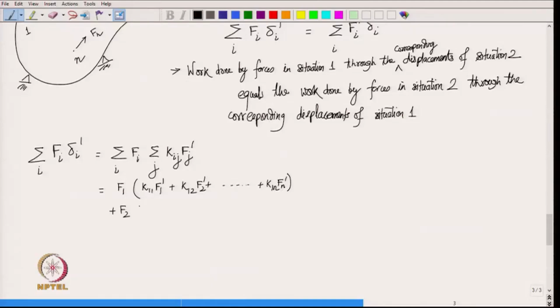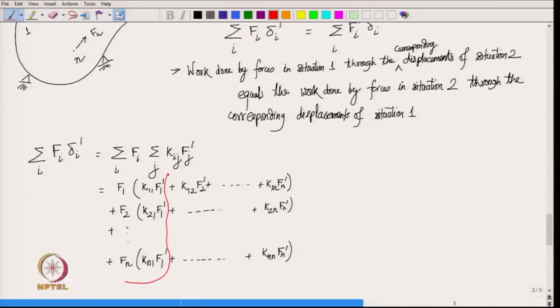plus f_2 into k_21 f_1 prime plus dot dot dot up to k_2n f_n prime. So, we keep on going up to f_n into k_n1 f_1 prime plus dot dot dot up to k_nn f_n prime. Okay. Now, let us collect the first terms from here, for example this term, and see what it is.